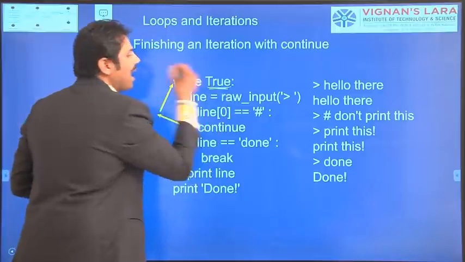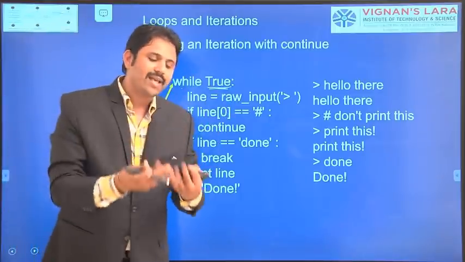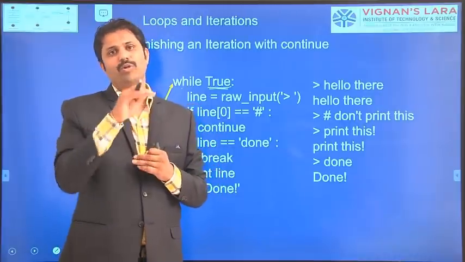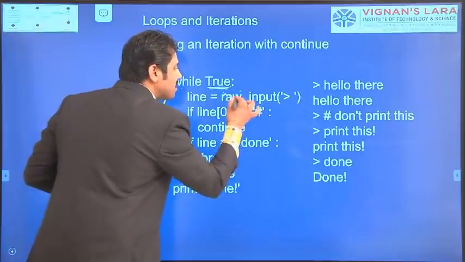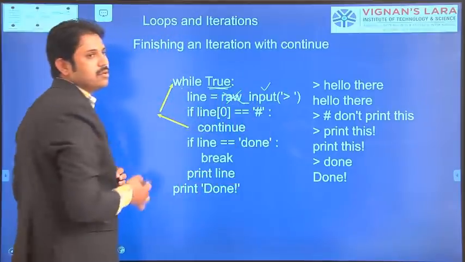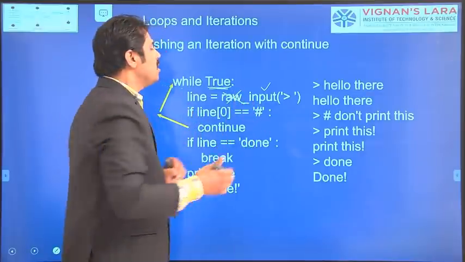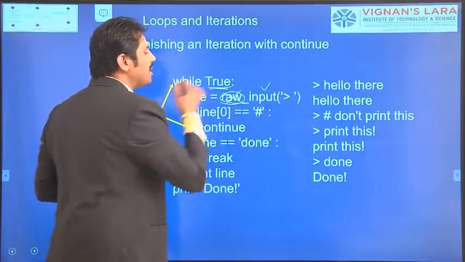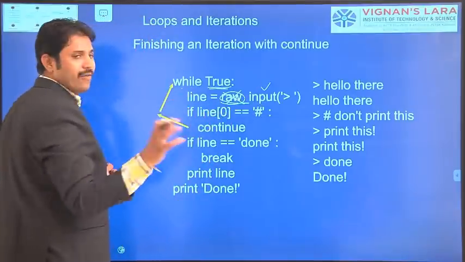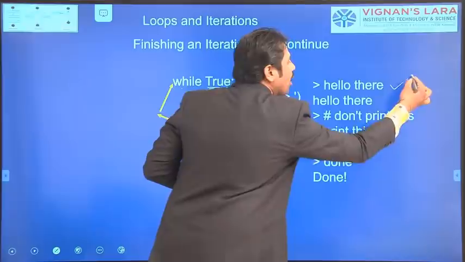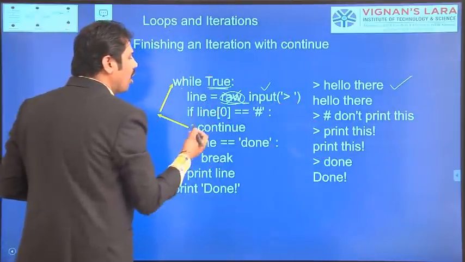While true means it always enters the while loop. I said don't take raw, you have only input. This is the changeover in Python. So don't use raw, simply use input. You have to take input. In this example, I am taking hello there.